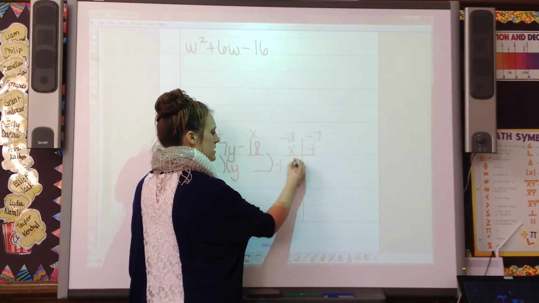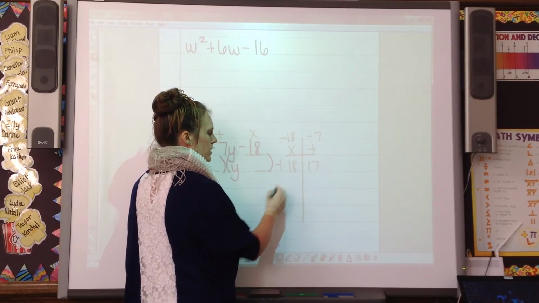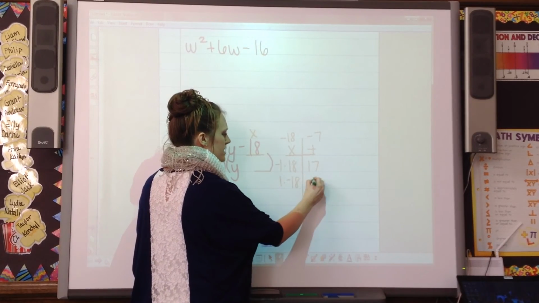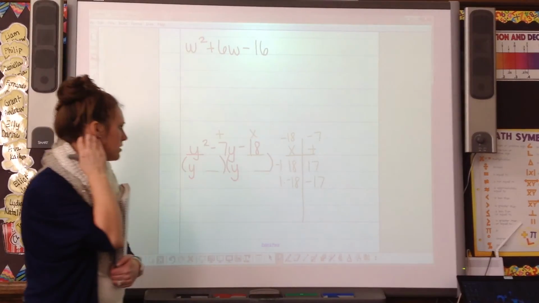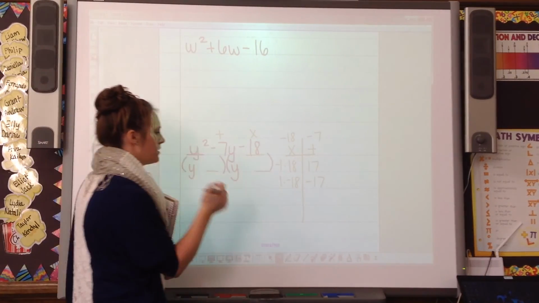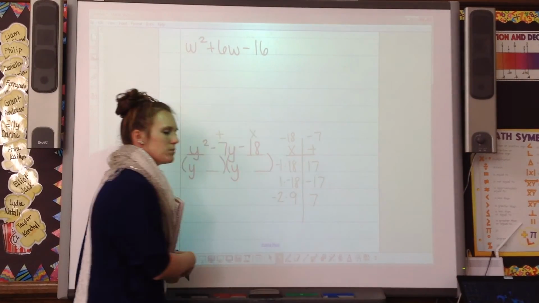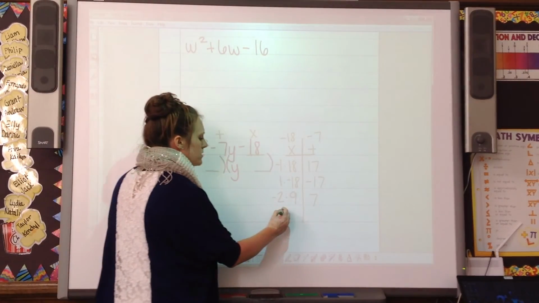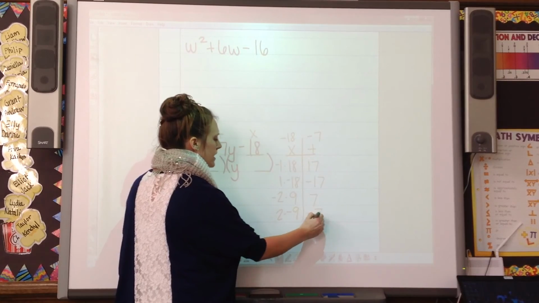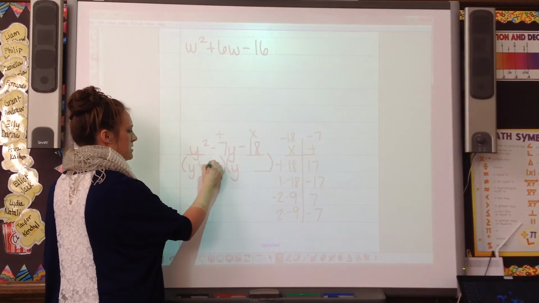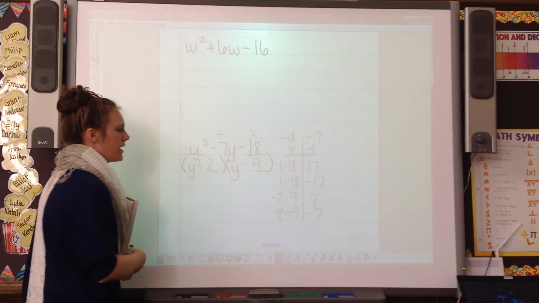Negative 1 times 18, well, these added is 17. Or 1 times a negative 18, well, that's a negative 17, so that doesn't work. What about 2 and 9? Negative 2 times 9, oh, that's a positive 7. We're getting close. What about 2 times a negative 9? Well, that's negative 7. That works. Positive 2 and negative 9.